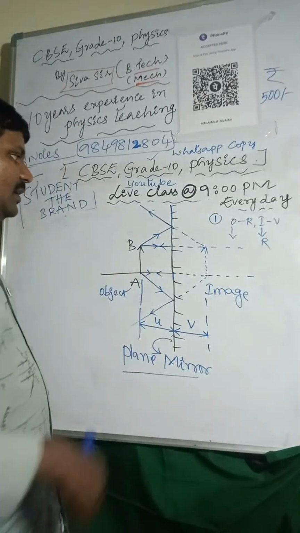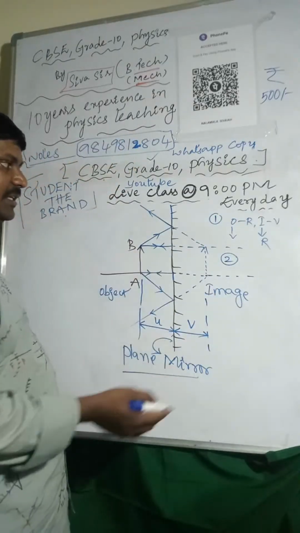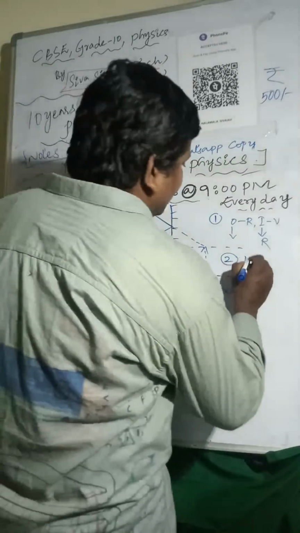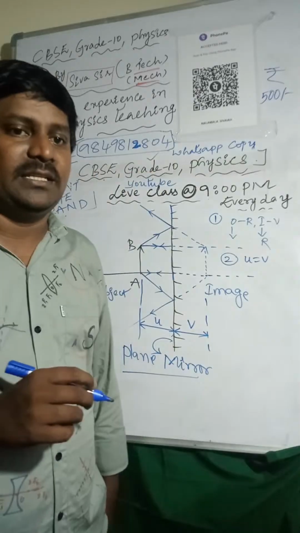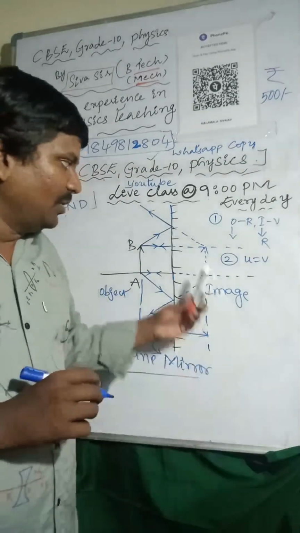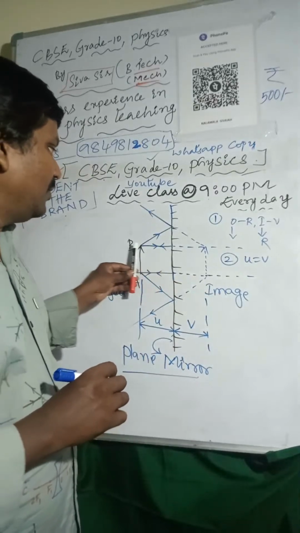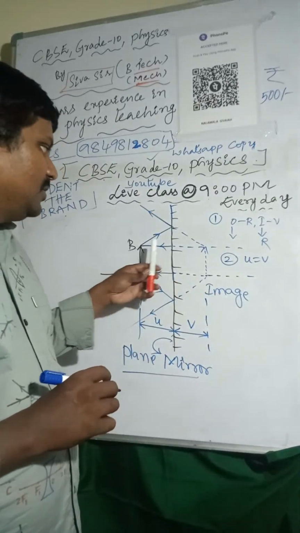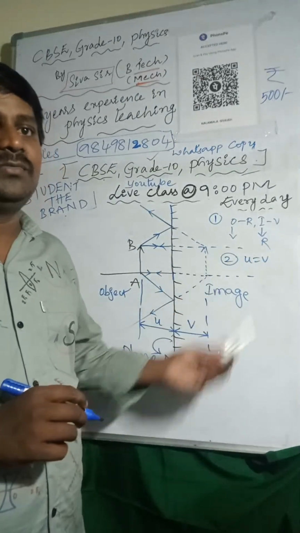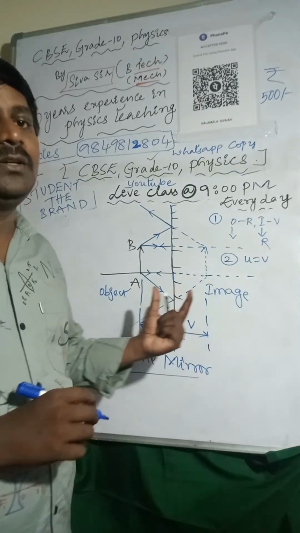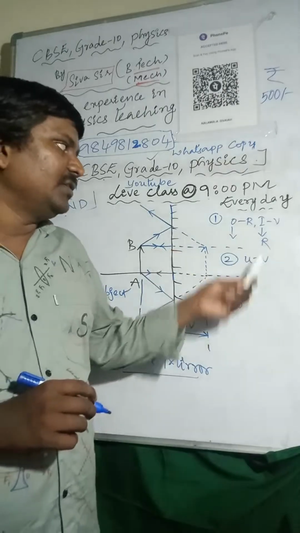Now, one more second point: object distance is equal to image distance. Why? If you are taking the plane mirror and you move in front of it, the same distance you move, the image also will move the same distance. So the distance between object and mirror is equal to the distance between image and mirror. So object distance is equal to image distance.